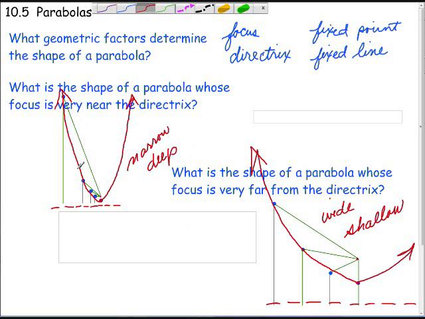So if you were thinking of a mountain valley, very narrow and deep, steep canyon walls, right? This is rolling hills here, just a much wider and shallower valley. So if the focus is very far from the directrix, you're going to have a bowl-shaped parabola.